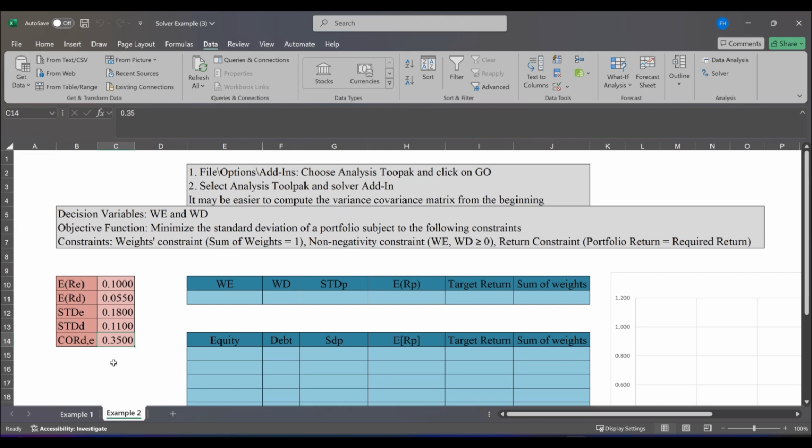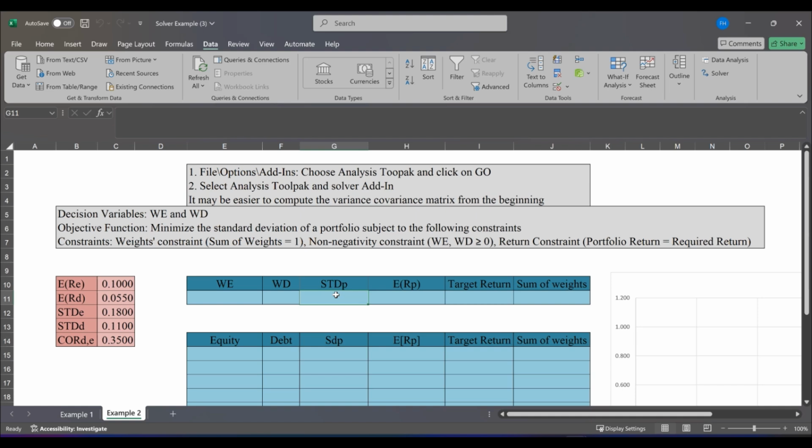So this time, my decision variables are mainly WE and WD. How much should I invest in equity? How much should I invest in debt? The objective function is the standard deviation of the portfolio. My objective is to minimize sigma of the portfolio, the standard deviation. Now, my constraints are going to be related to the target return and to the sum of weights.